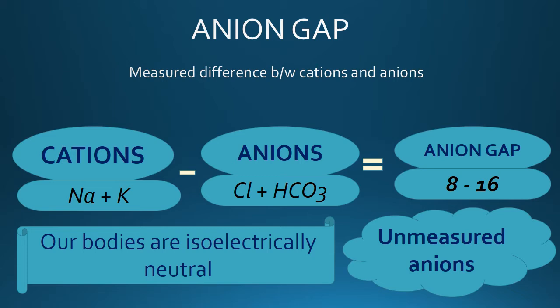So we have said that when we measure the difference between the cations and anions, if the body is normally isoelectrically neutral, this is the normal difference that will appear in our investigations. The difference of 8 to 16 anion gap is very normal for our investigations.